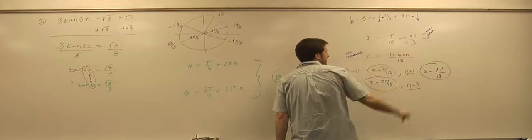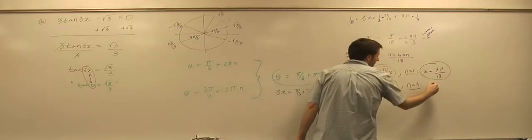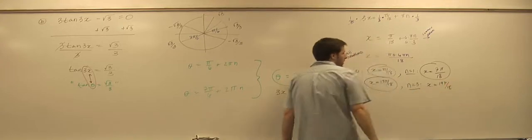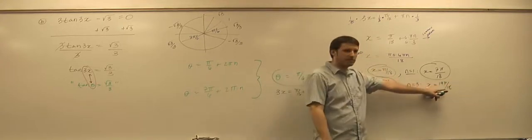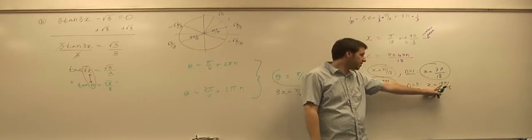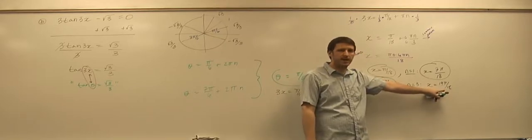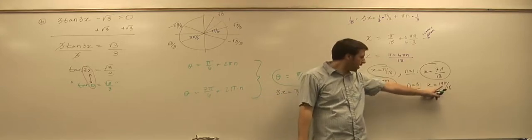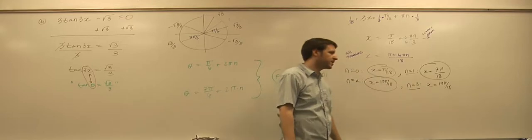Pi plus 6 times 3 is 18, so this will be 19 pi over 18. Whoa, whoa. Is 19 pi over 18 too big? Should I stop here? No. You might think so because 19 is bigger than 18, but I actually don't care about that. I want to go all the way up to 2 pi. So I won't stop until I get a mixed number that's bigger than 2. Keep going.